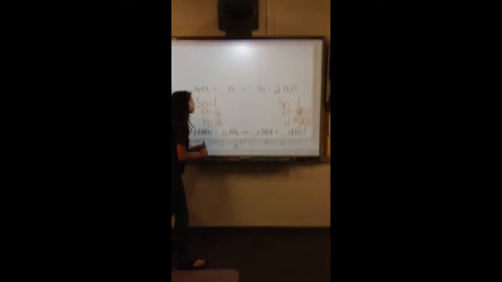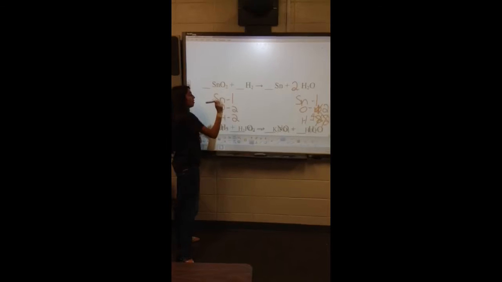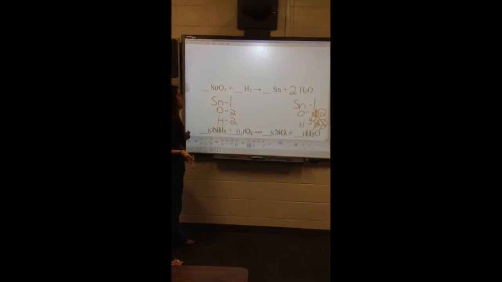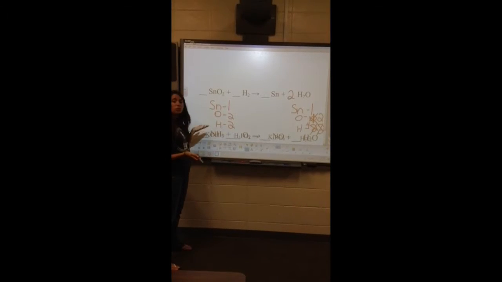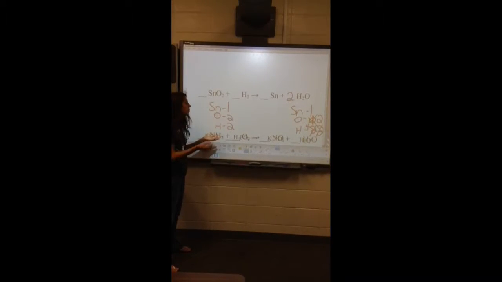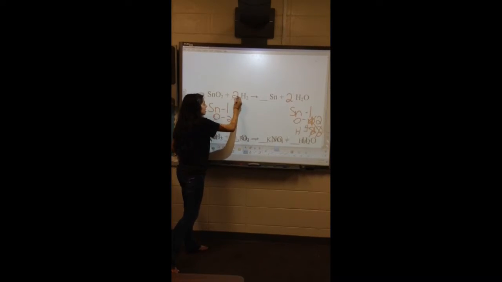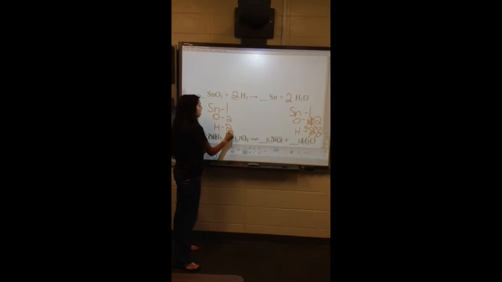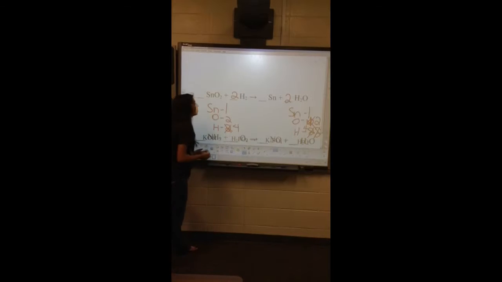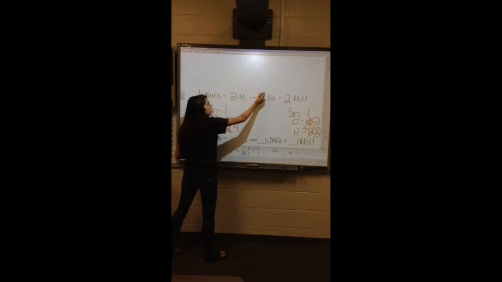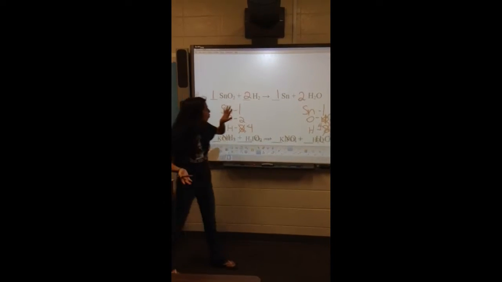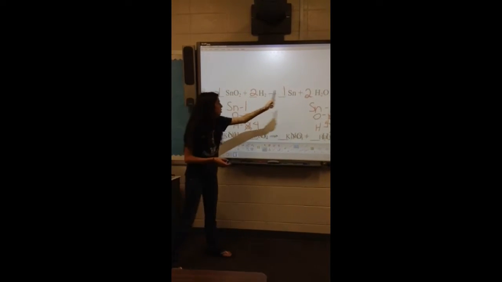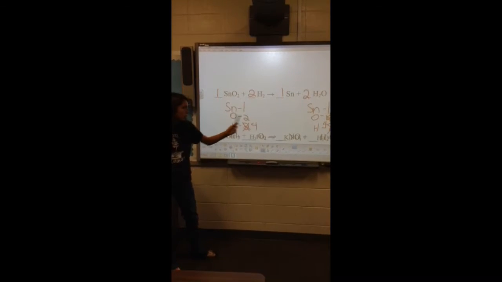Now the hydrogens on this side have to equal the hydrogens on that side. How many hydrogens are on that side? 4. So how many hydrogens need to be on this side? 2, multiplied to get 4. So now you have 4 hydrogens, and our equation is balanced. These will be 1s. You don't have to write them out, but just so you understand, those are 1s. So you have 1, 2, 1, 2, and you have an equal amount on both sides.